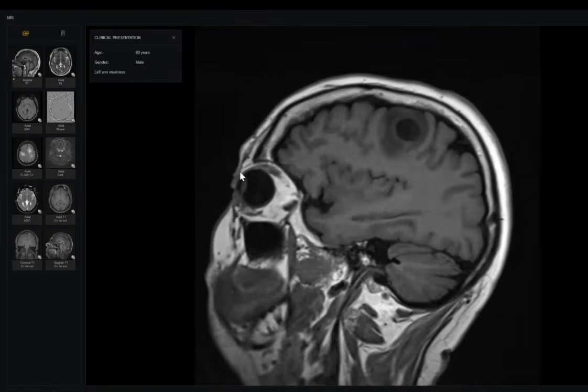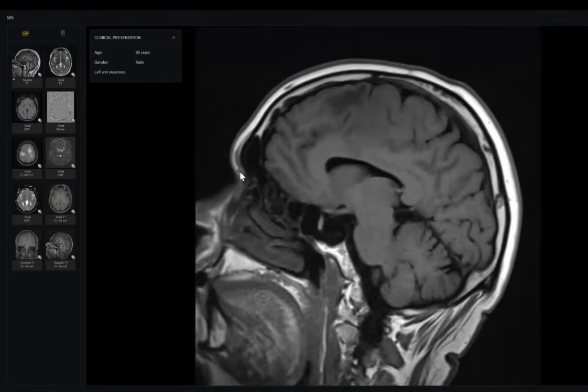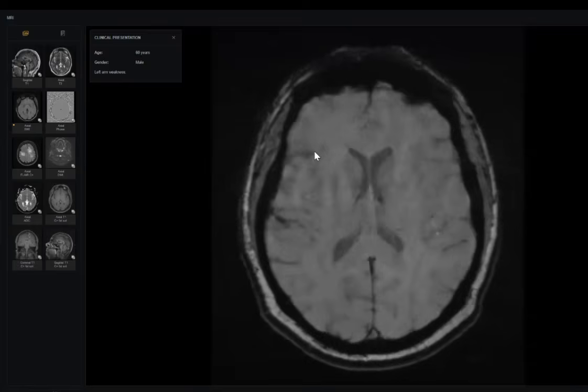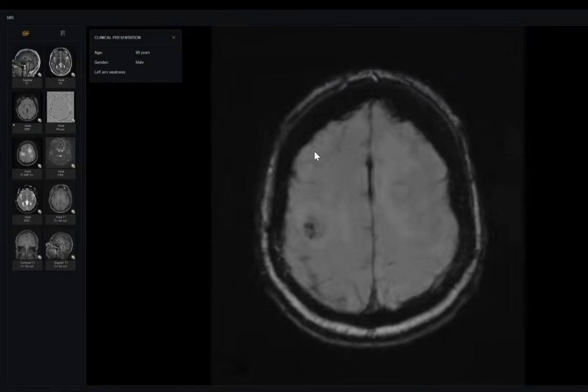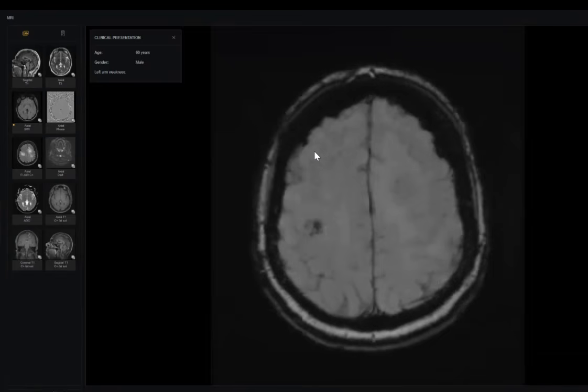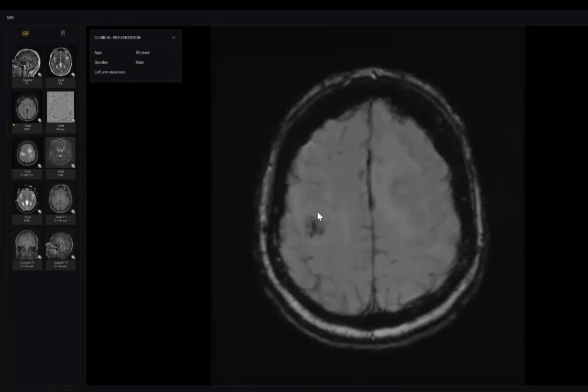Okay, if I show you this, what is the name of this sequence? T1. Okay. And what is the name of this sequence? This is GRE, gradient, or susceptibility weighting. Okay, what happened here? Blooming artifacts. Hemorrhagic.